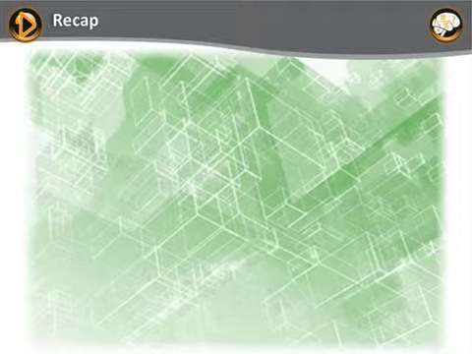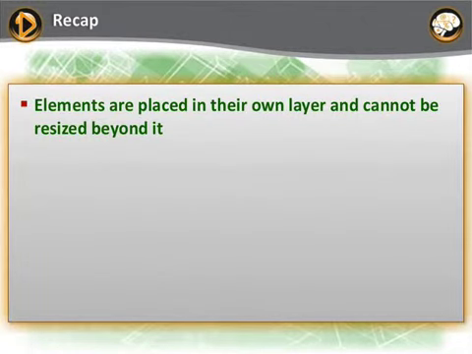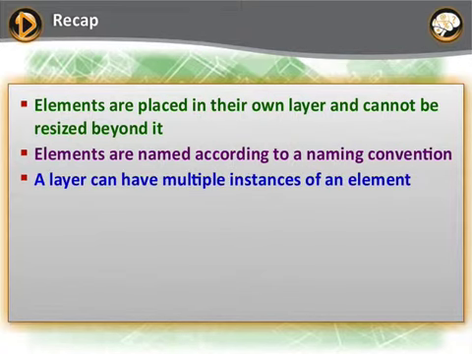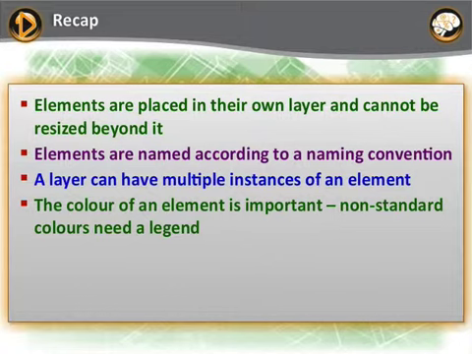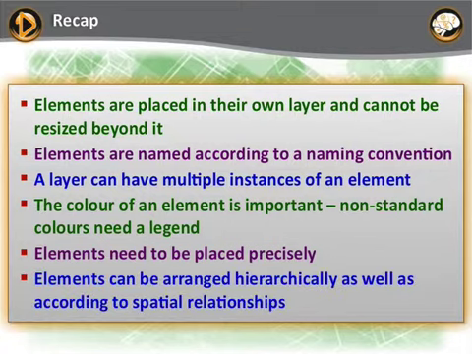We're going to complete this section with a recap of some of the important facts about elements. We'll start with a recap on the positioning of elements. Remember, elements are placed within their own layer and cannot be resized beyond it. Elements are named according to a defined naming convention. There can be multiple instances of an element in a layer. The color of the element is important, and non-standard colors need to have a legend. Elements need to be placed precisely, as their horizontal and vertical alignment provides information about relationships with other elements. And finally, elements can be arranged hierarchically as well as according to spatial relationships.